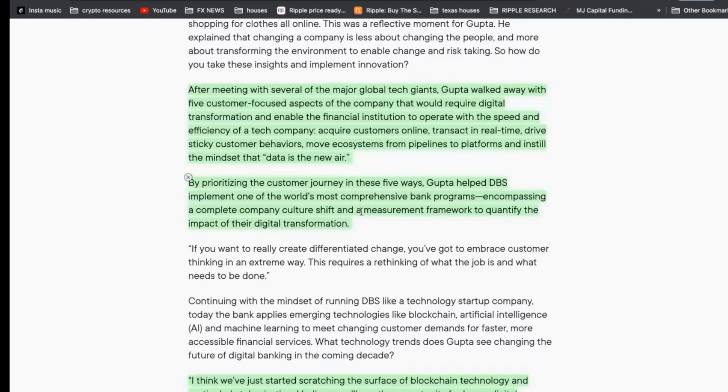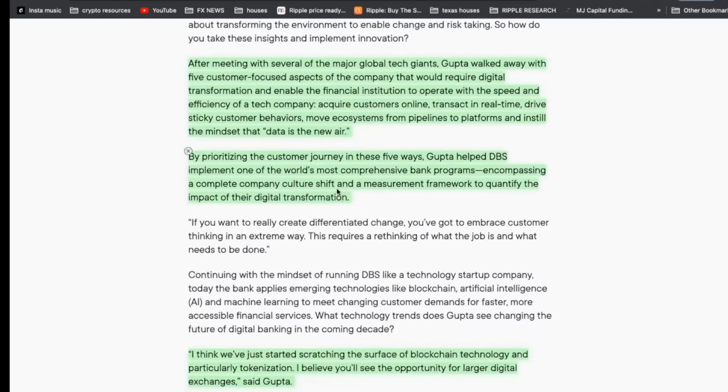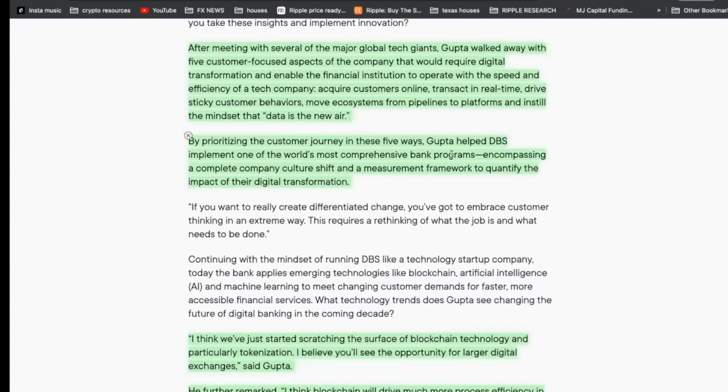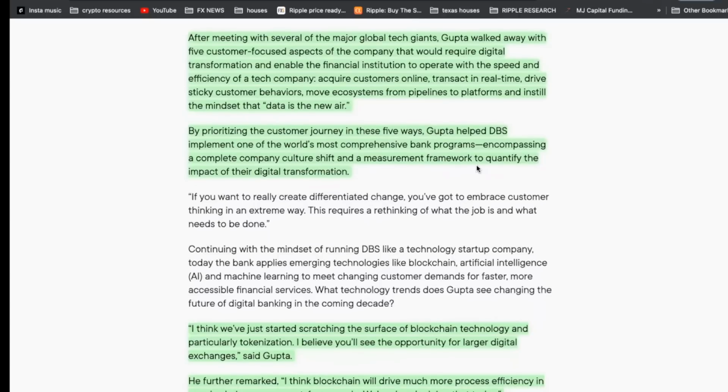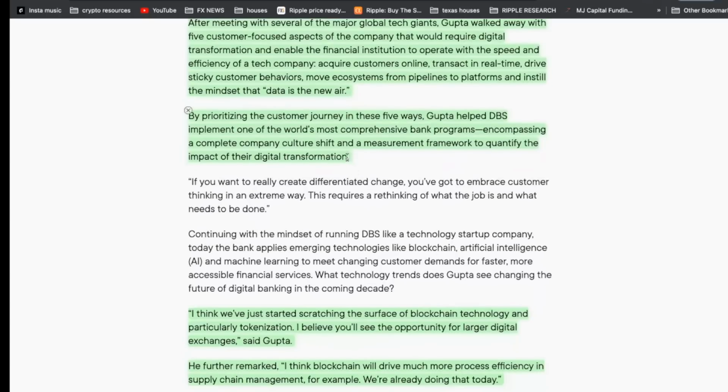Prioritizing the customer journey in these 5 ways, Gupta helped DBS implement one of the world's most comprehensive bank programs, encompassing a complete company culture shift and measurement framework to quantify the impact of their digital transformation.